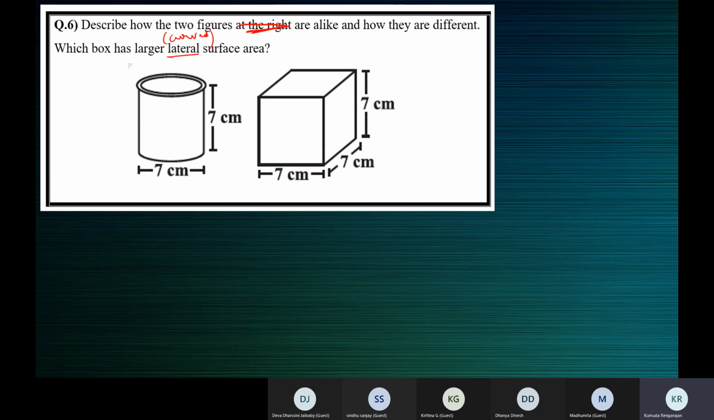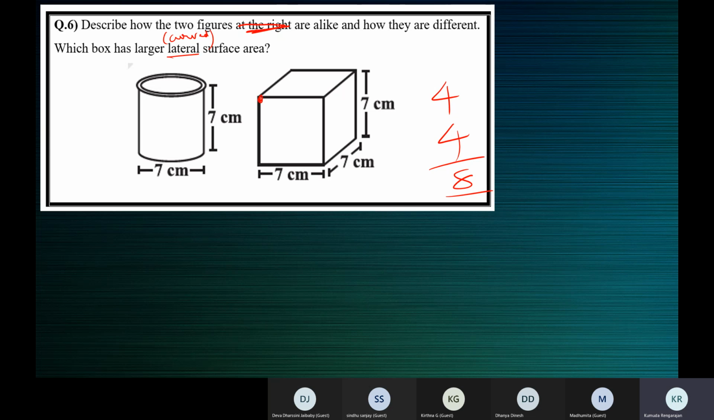How many corners does a cuboid have? Look at the room in which you're sitting. Count the number of corners in the room. How many corners are there in the room you're sitting in? On the floor, how many corners do you see? 4, ma'am. 4 corners on the floor. And in the ceiling? 4, ma'am. So totally you can see 8 corners. Yes, ma'am.